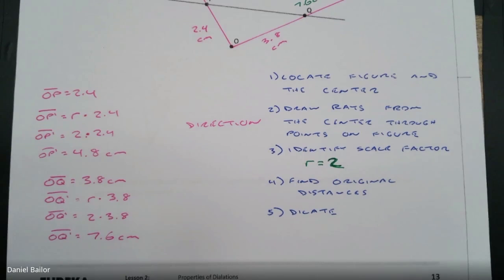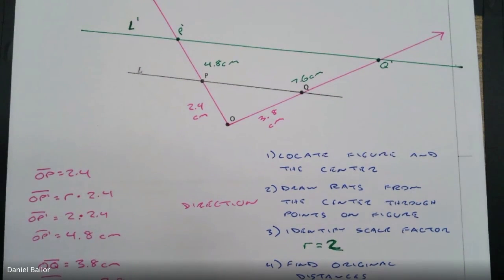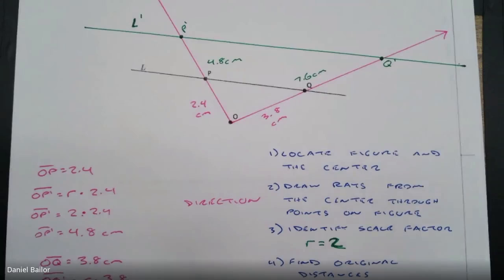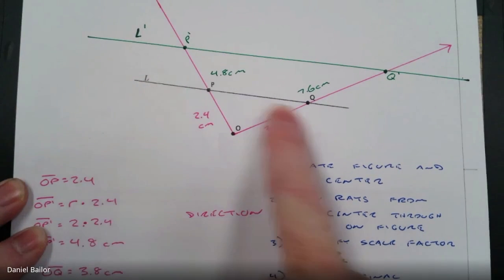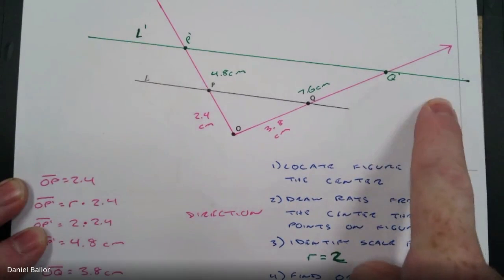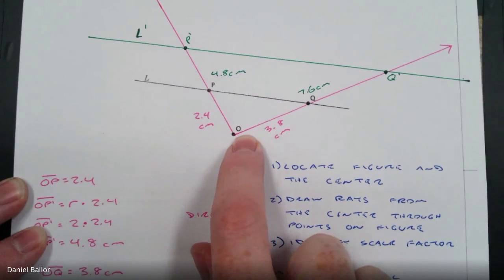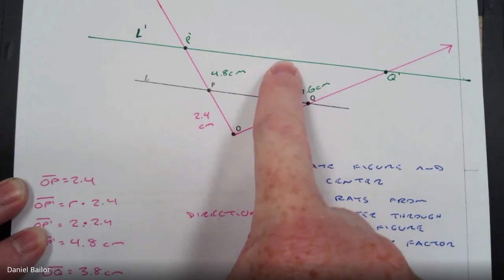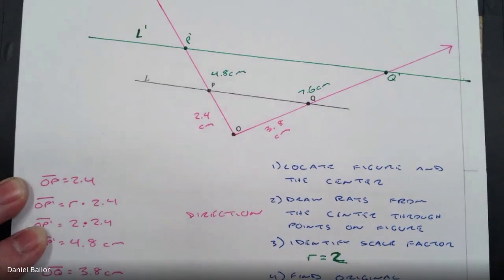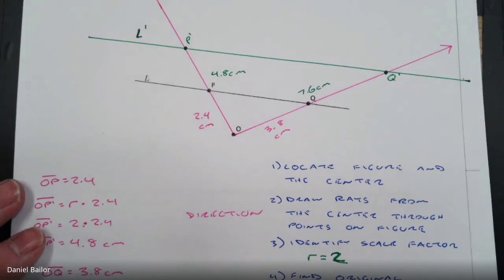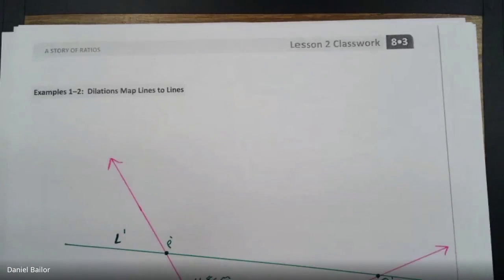Okay, class, hopefully you're all caught up and your paper looks like mine with the dilation in the exact same place. We dilated by 2. And so the line L turns into line L prime, and it is twice as far away from the center. So it moves away from the center because the center gives us the direction. And it's twice as far because the R factor, the scale factor, was 2. So let's keep practicing a couple more times.